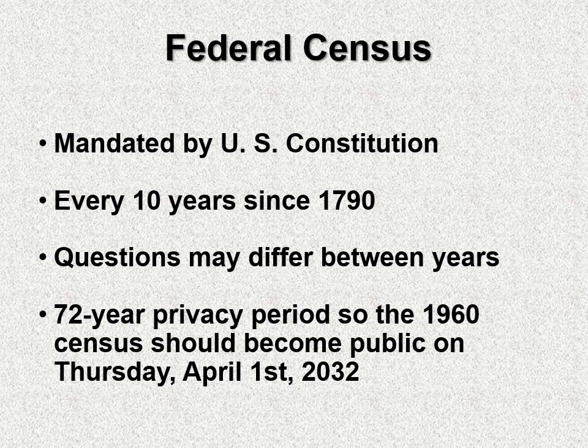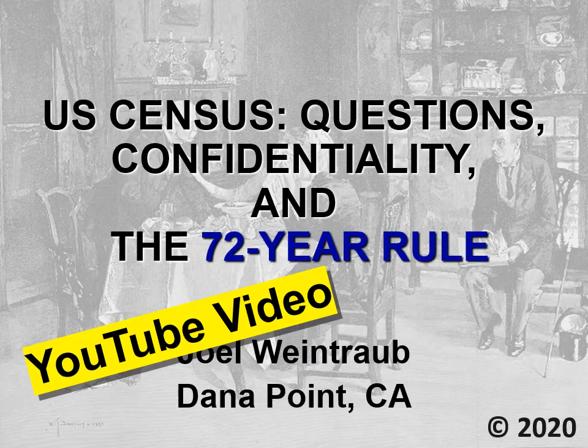There is a 72-year privacy period, that has nothing to do with life expectancy, so the 1960 census should become public on Thursday, April 1st of 2032. And I have a full YouTube video on the 72-year rule. If you want to know more about it, you can take a look at that video.